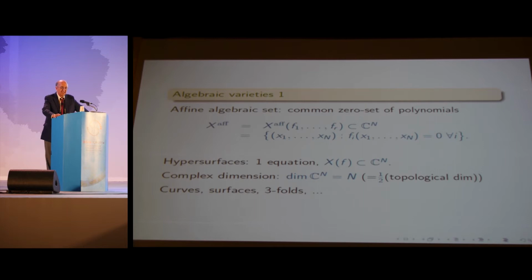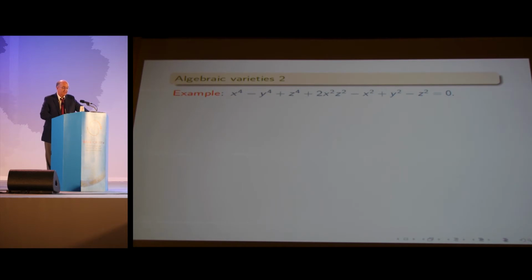I mentioned already that we like to count complex dimensions, so this is one half of the usual topological dimension of the object. And so then in low dimensions we have curves, surfaces and threefolds and so on. Okay. Now what are algebraic varieties? So far we defined affine algebraic sets, and then I would like to define this by an example.